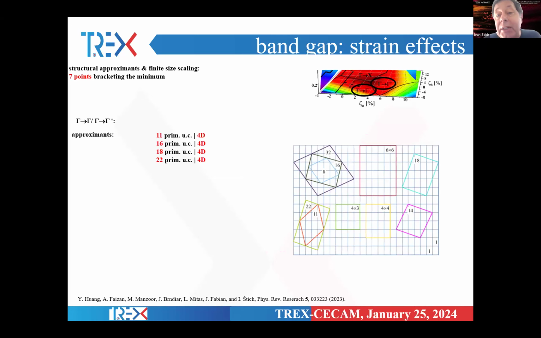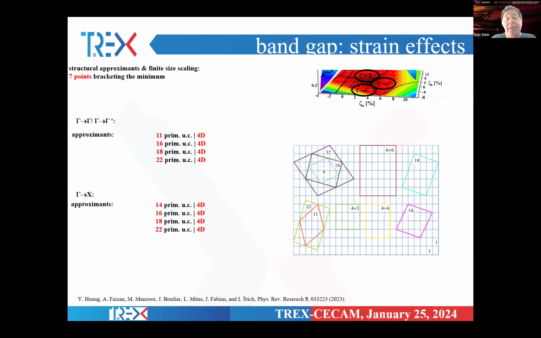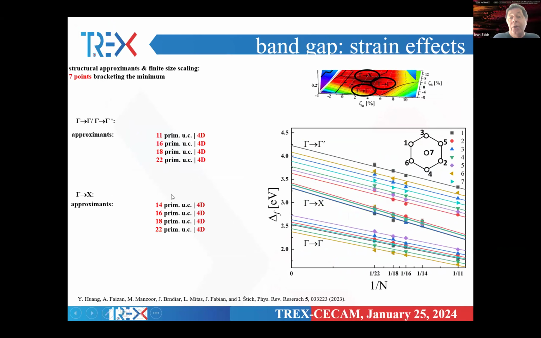I need to do finite size scaling. So this is the gamma to gamma. I do a number of calculations at differently sized approximants. Gamma will always refold onto gamma, so I can take any cell. But if I, for example, do the other excitation, gamma to X, not all cells will refold X onto gamma. For example, the smallest one will not. So these are the results of the finite size scaling.